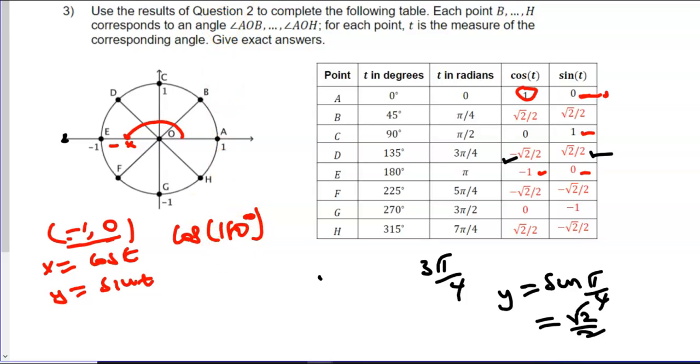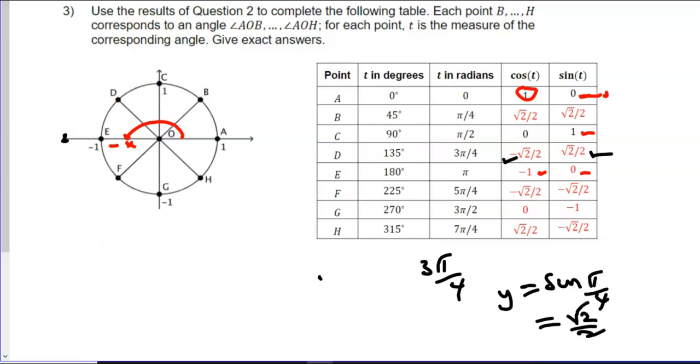Now let's move to F. If you come to F, we are going to look for the reference angle. That is very important.